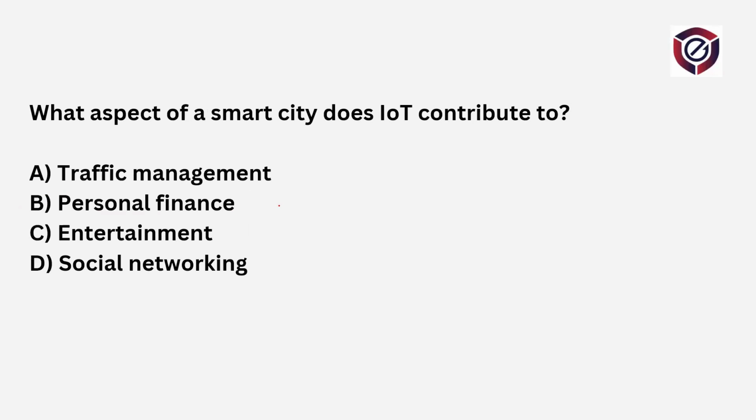What aspect of a smart city does IoT contribute to? Again, the same kind of application-based question. Whenever you have such an application-based question, the only thing you need to look for is the keyword. Look for the keyword which matches with smart city. That is traffic management, personal finance, entertainment, social network. The smart city is related to solving problems of traffic management, and IoT can contribute to this using various techniques or various aspects. So that's why the correct option is traffic management, option A.